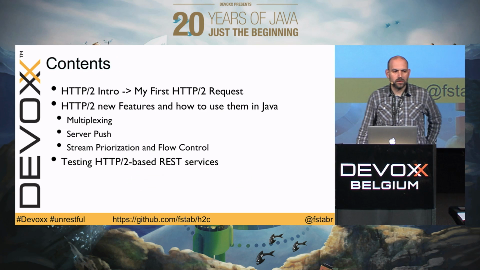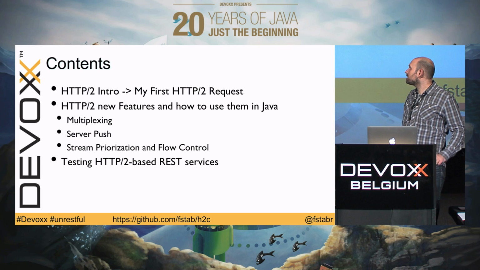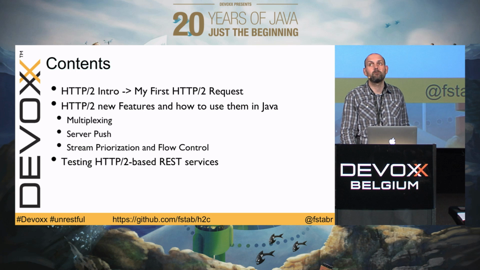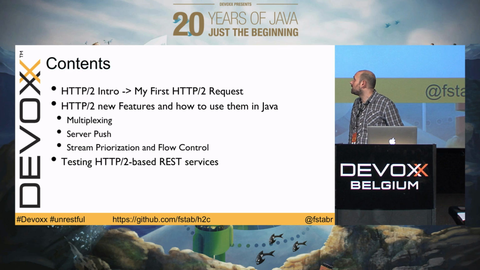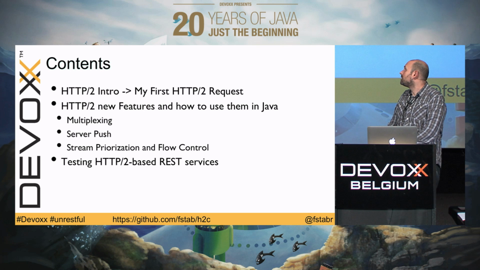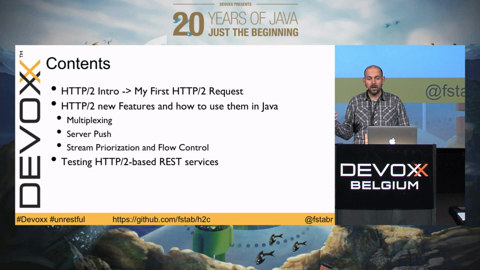Okay, so that was it basically for the main headline features, so to say: multiplexing, server push, stream prioritization, and flow control. So if you are excited about these new things and think, okay, I want to start using it, it sounds really cool, then basically you need some way to test it. Regular unit tests won't help.